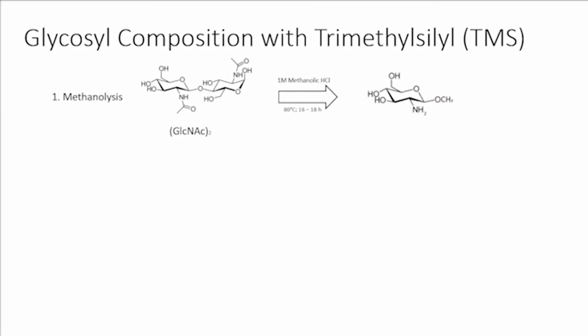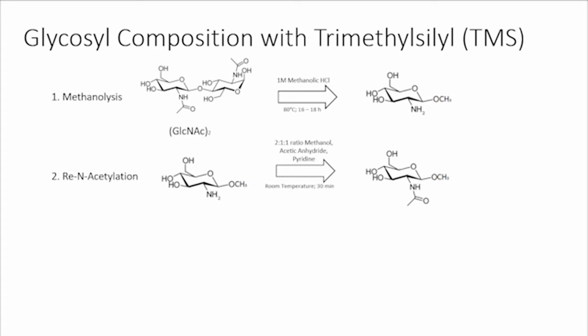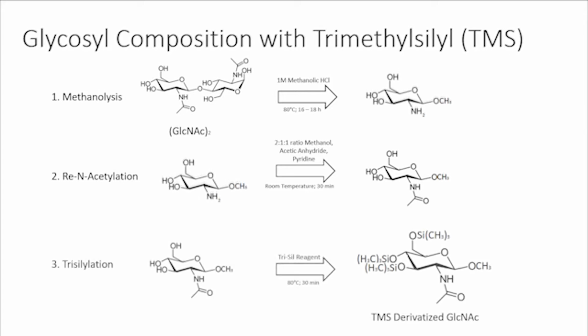First, a methanolysis, which is a hydrolysis done in methanolic conditions, which breaks the sugar chains into monosaccharides. For amino sugars, the acetyl groups come off the amino functionalities, making them NH2. Secondly, a re-N-acetylation. We use methanolic conditions to acetylate the nitrogen bonds in amino sugars. We only want N-acetylation, so we use low temperature and methanol. Lastly is the trisilylation, where we replace the OH groups with O-TMS groups to allow for analysis on the GCMS.